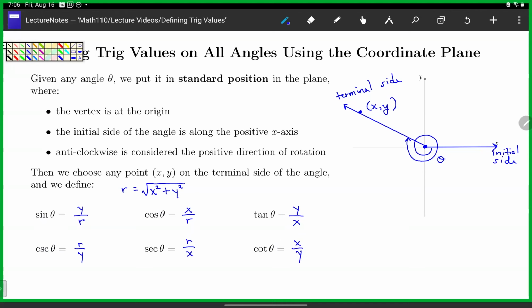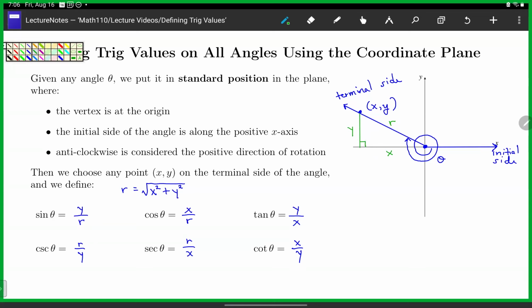Okay, I want you to notice that this is exactly the same as our right triangle definition of these trig values. If I put a perpendicular line from my point to my x-axis, then the horizontal leg is essentially my x-coordinate, the vertical leg is my y-coordinate, and that hypotenuse is r. Here r is the square root of x squared plus y squared, or r squared equals x squared plus y squared, which is the Pythagorean theorem.